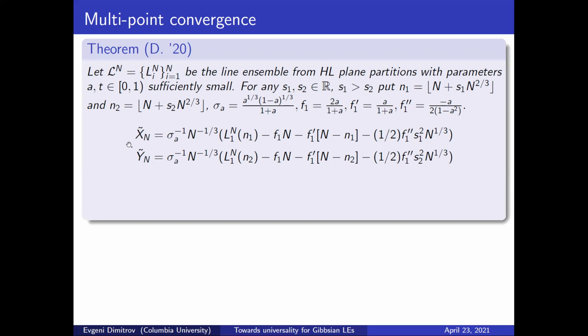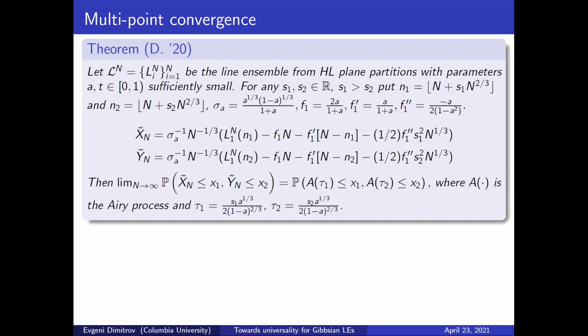And in this way, we obtain these two variables measuring the joint distribution of the top curve at two times. And what we were able to do is prove that these two random variables jointly converge to the Airy process at times little tau1 and tau2 that are related to the s's by a simple rescaling. So basically, they're equal to the s's times a constant.